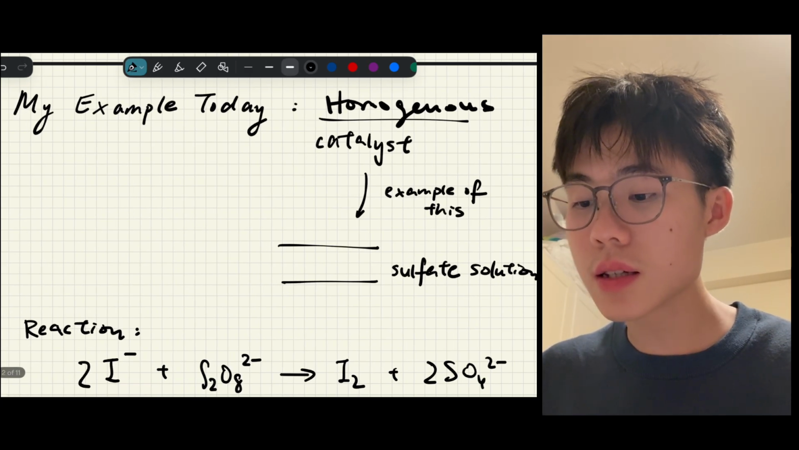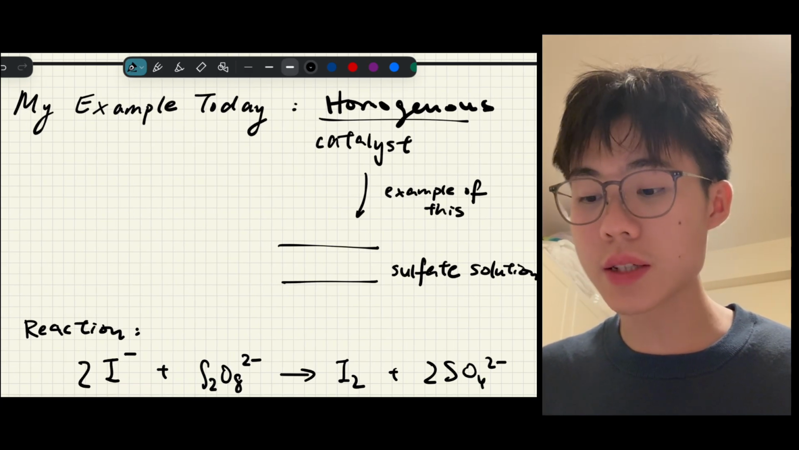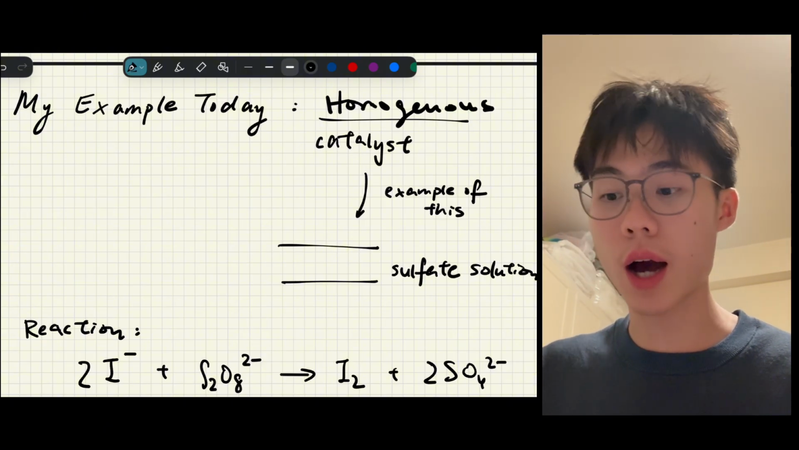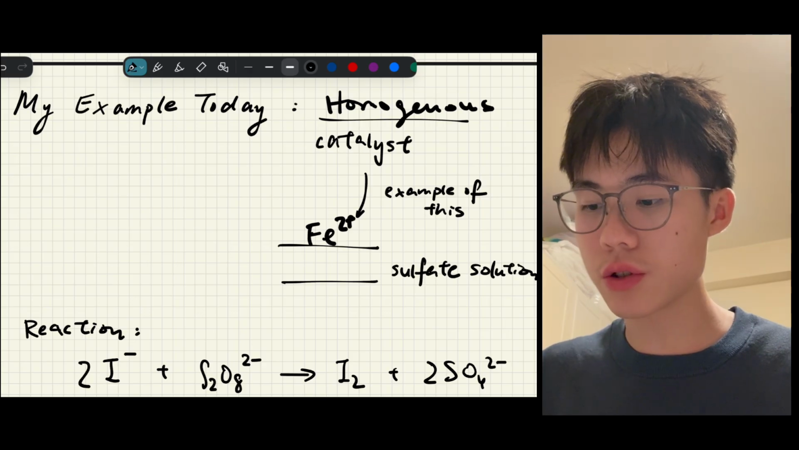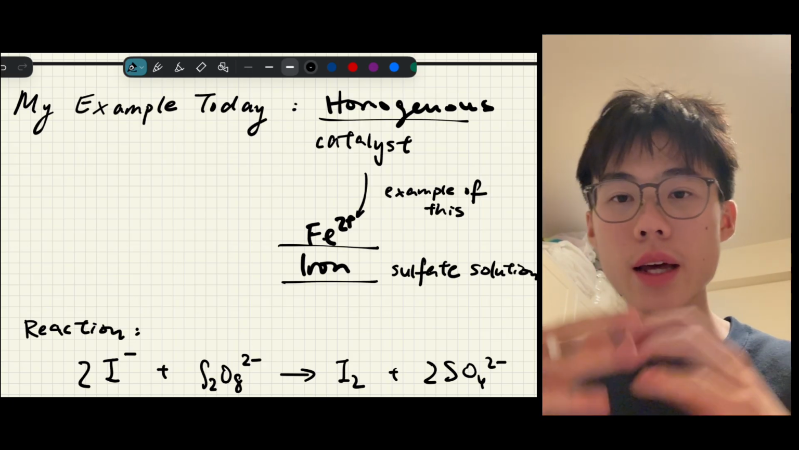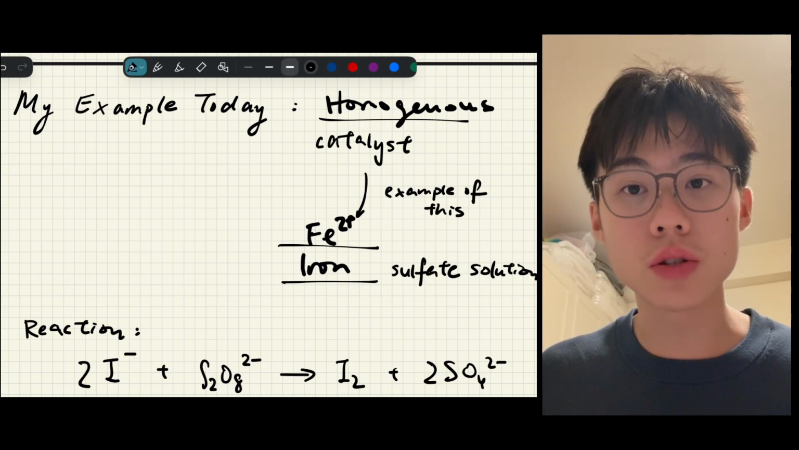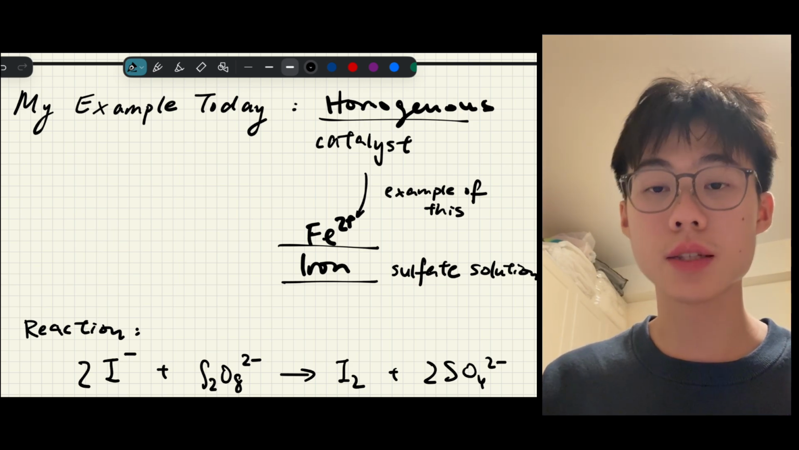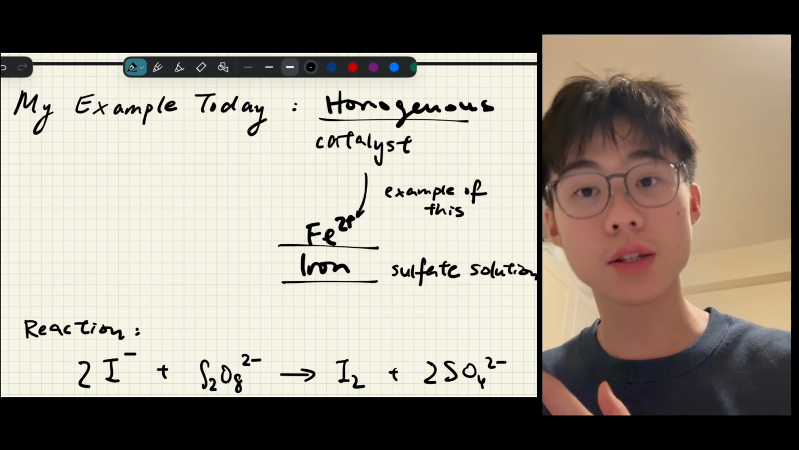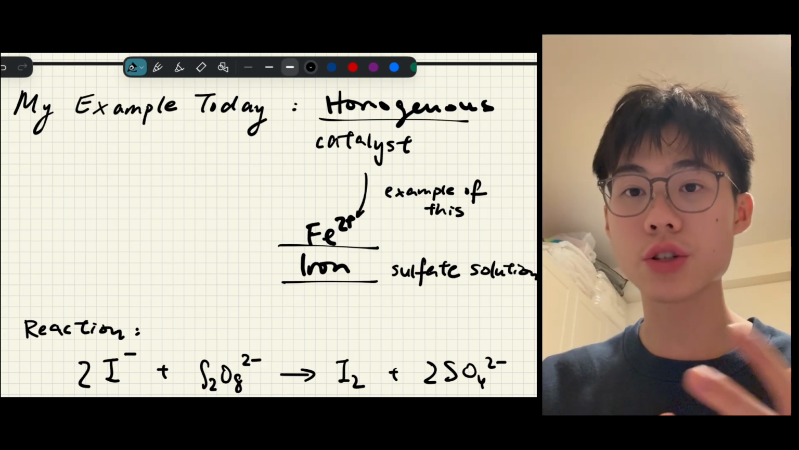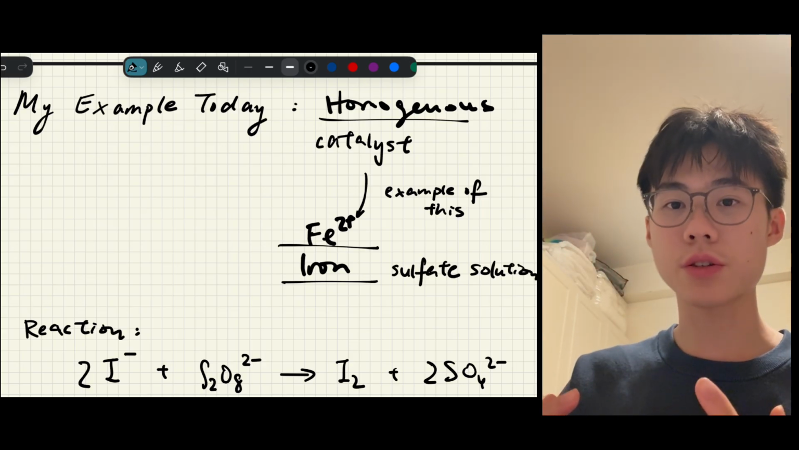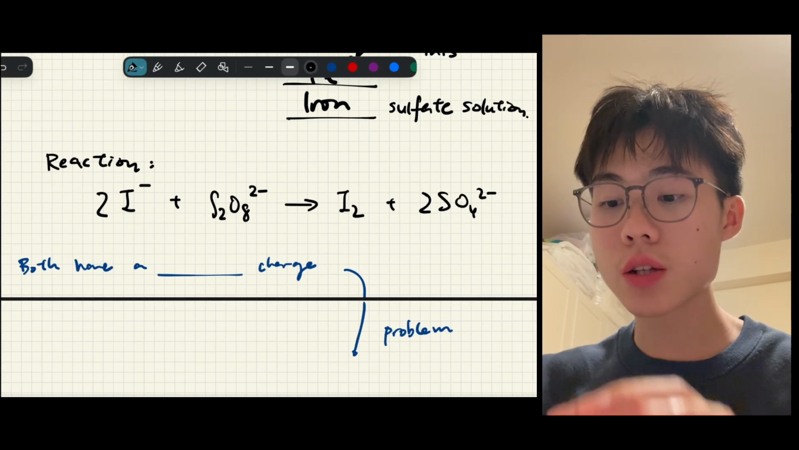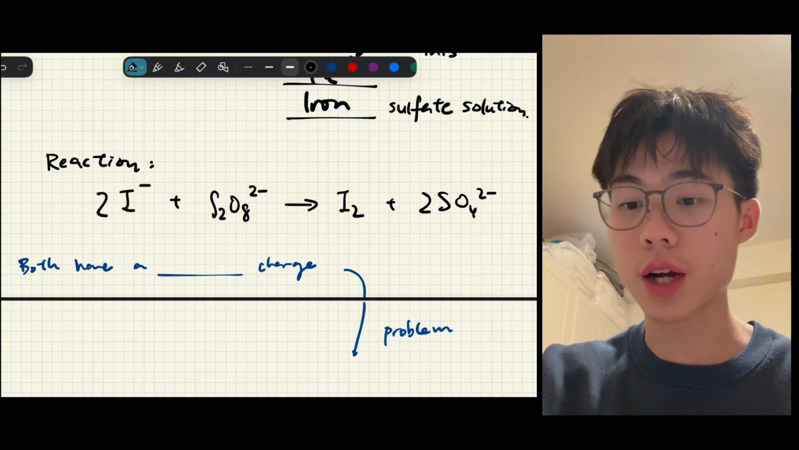An example of this is Fe2+, iron(II) ions. In the lab we usually use iron(II) sulfate solution because it contains Fe2+ ions, and it is stable enough for us, as well as inert, and doesn't get involved in the reaction. So it's because of these various factors that we chose this particular solution. Today we're going to investigate the following reaction.